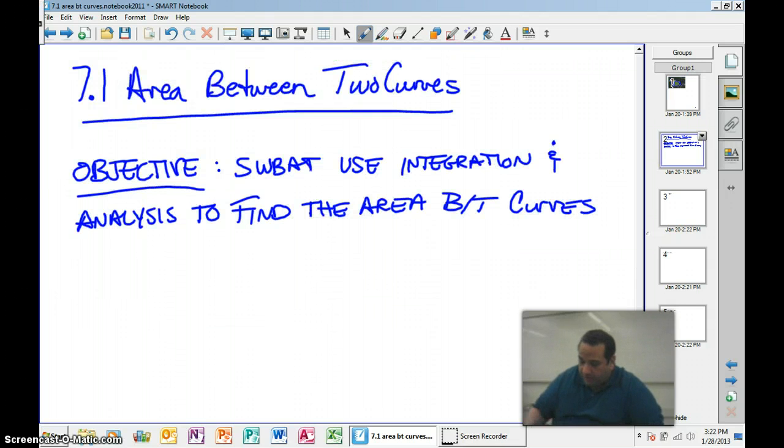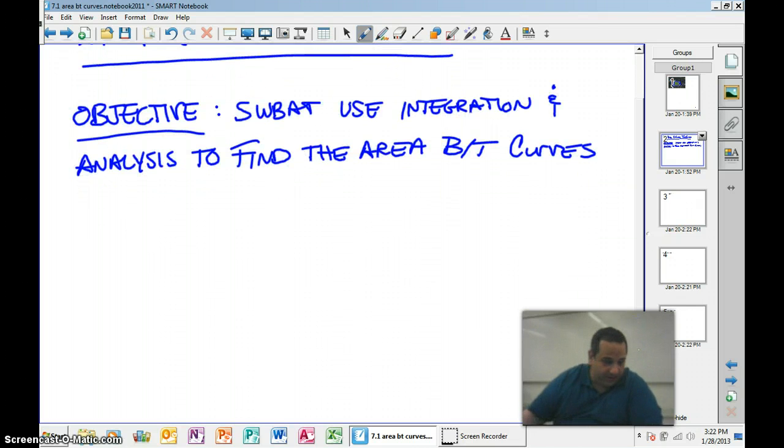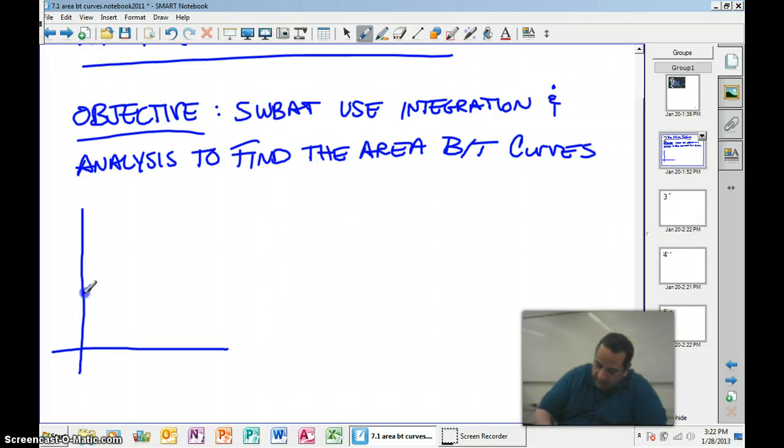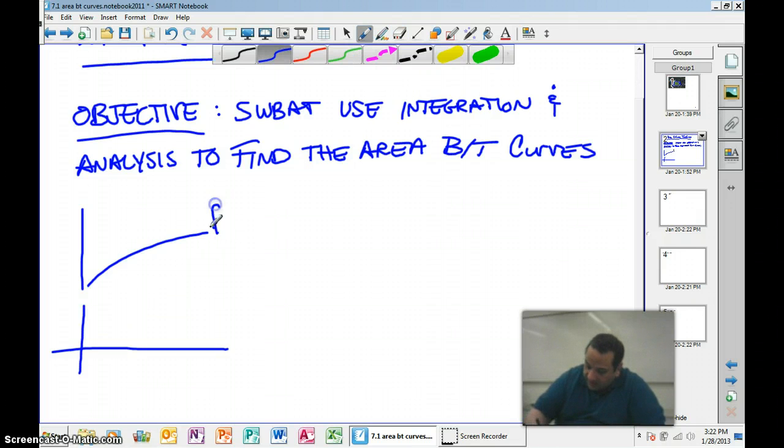So here we are. Objective. Students will be able to use integration to find the area between curves. Now, let's talk a little bit about area. If I have a graph that looks something like this, let's say I want to find the area between those two graphs. We'll call this graph F. You know what? Let's do different colors. I have colors here. I might as well use them, right? Let's call this F, and let's call this red one G.